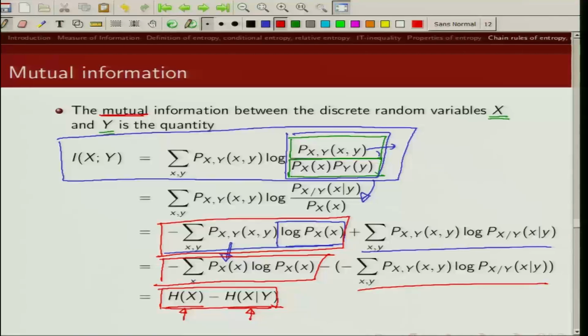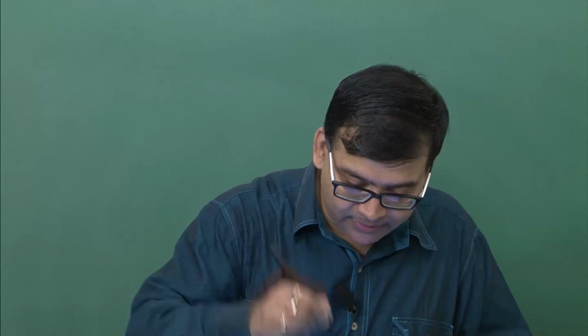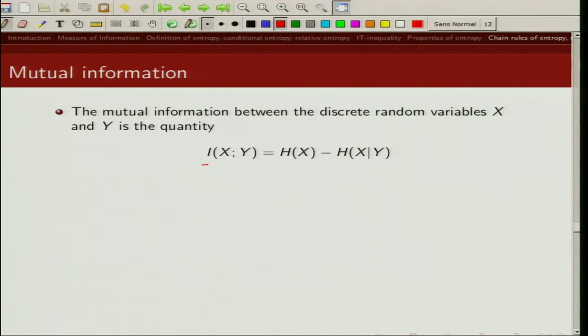Now why is this mutual term coming here? We will show that this mutual information can also be written as uncertainty in y minus uncertainty of y given x. So whatever information y is giving about x, the same information is also provided by x about y. So let's do that. We have just shown that mutual information can be written like this.